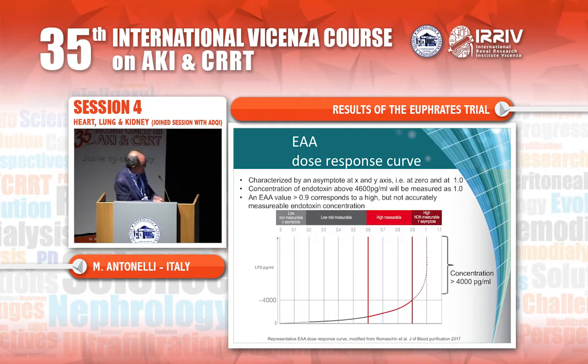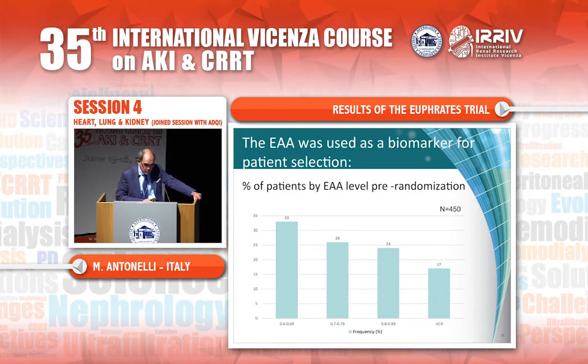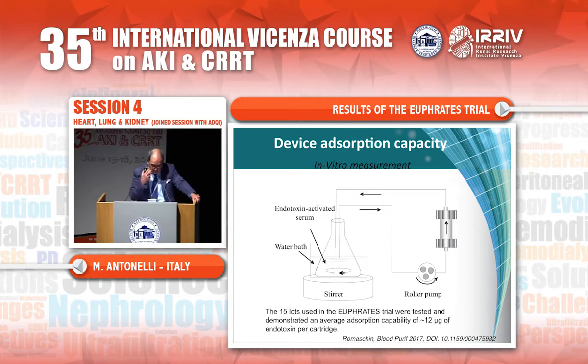But the most interesting thing is this window, which is in between 0.6 and 0.9, where the endotoxin is highly measurable. And indeed, it corresponds also to an interesting distribution in our population, where the vast majority of patients had indeed this window of dosage between 0.6 and 0.9. Above 0.9, the range where there were some question marks and difficulty in identifying the real amount of endotoxin, is a minority.